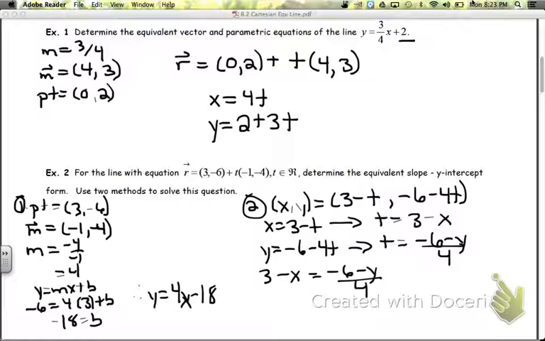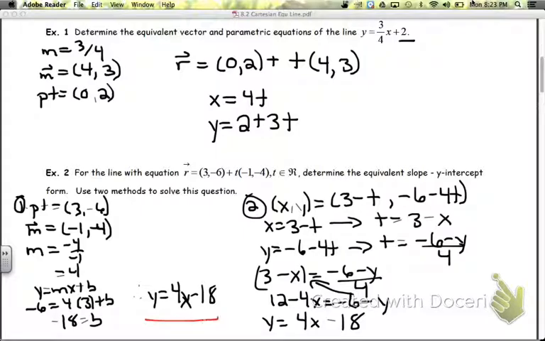Now I can cross multiply, bring that 4 up here. Make sure to multiply by both the 3 and the negative x. So we get 12 minus 4x is equal to negative 6 minus y. Rearrange. We get y equals, bring that negative 4x over to the right side, so we get positive 4x. Bring that 12 over, it becomes negative, and we get minus 18. So therefore you can see that both methods will give us the same answer.